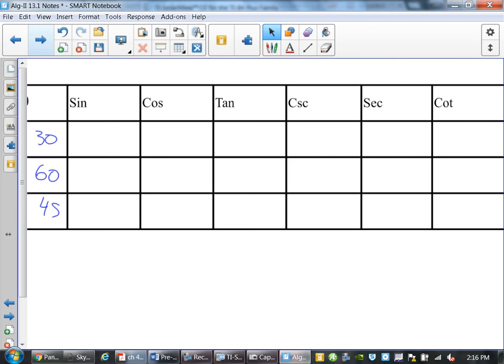Because this right here is the basics of everything that you're going to do. The majority of the things you're going to do over the course of the next month and a half is built out of this chart. Yes, ma'am. Oh, it's just theta, just your angle. It's just some angle.